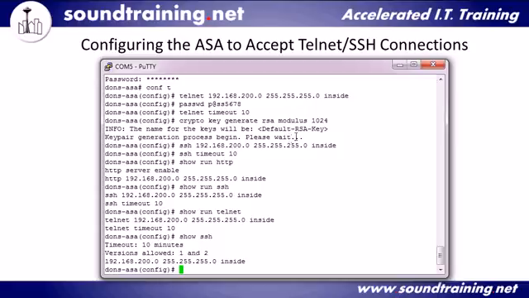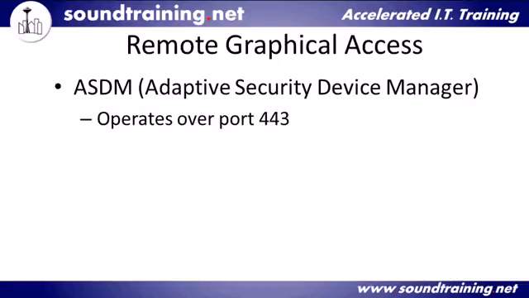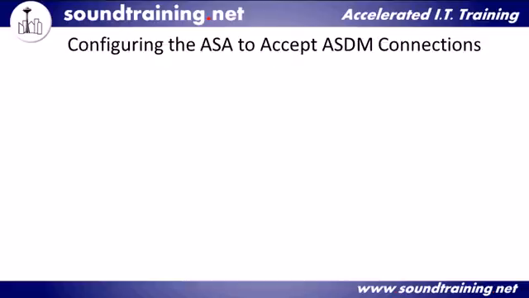So that's a summary of how you connect on the ASA. You can use either SSH, Telnet, or the ASDM, Adaptive Security Device Manager.